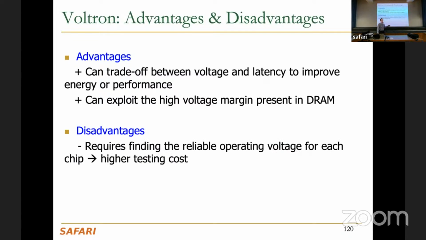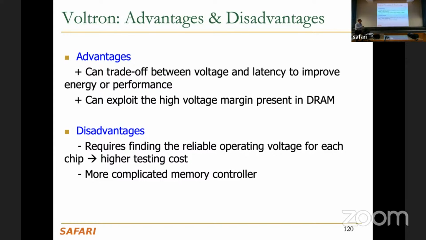The disadvantage is now it requires finding the reliable operating voltage for each chip. So this is even higher testing cost now. And also the reliable operating latency at a different voltage level. And again, a more complicated memory controller. So these disadvantages will persist basically. Everything that we discussed requires more testing. You can do the testing online also, potentially.